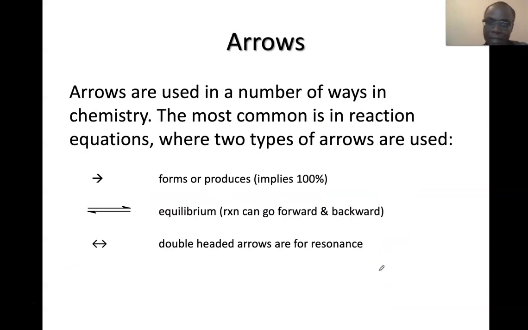So to remind you, whenever you are writing an equation of reaction, an arrow between the reactants and products simply means that the reactants react to form the products. Whenever you have 2 half arrows pointing in opposite directions, that's an equilibrium. The reaction can go equally forward and backward. And then this one is for resonance. We talked about resonance before. It's a different representation of the same structure by moving bonds and lone pairs of electrons around.